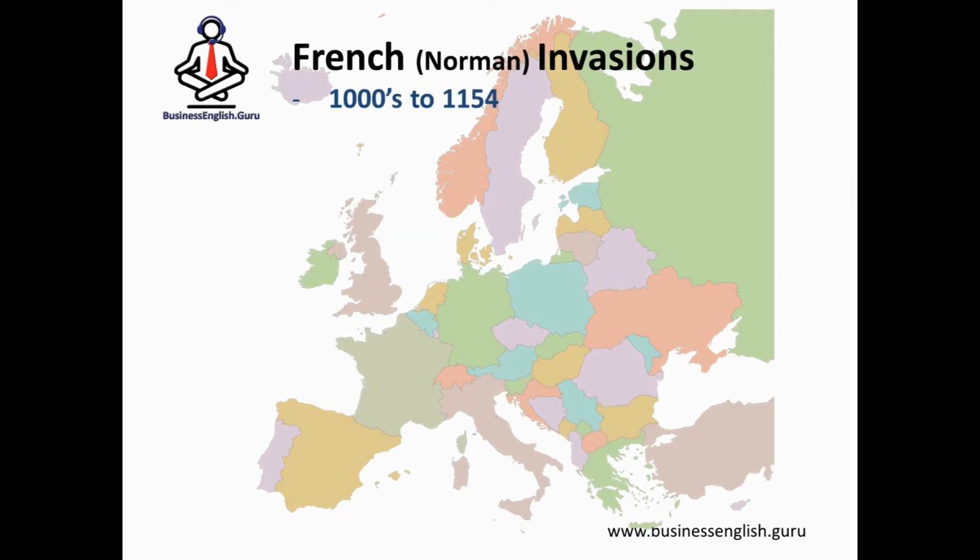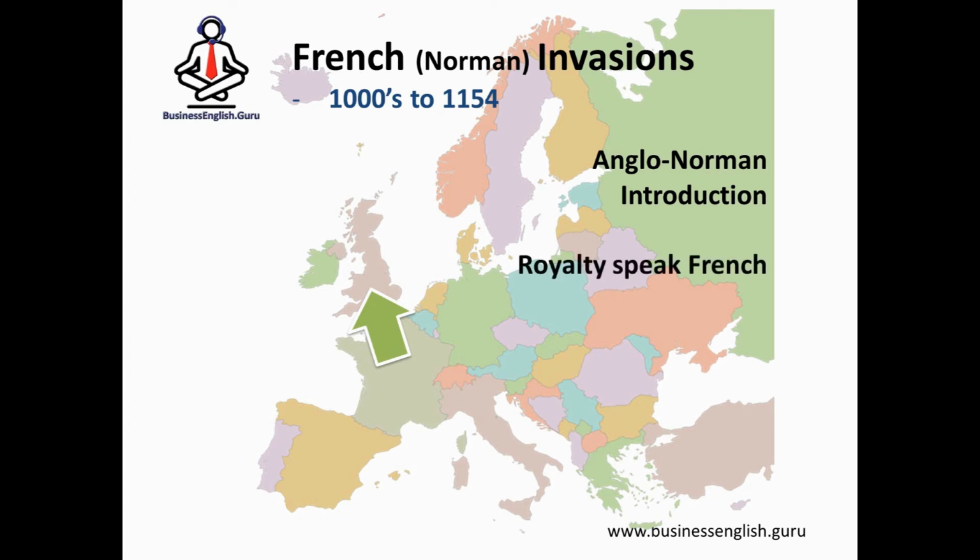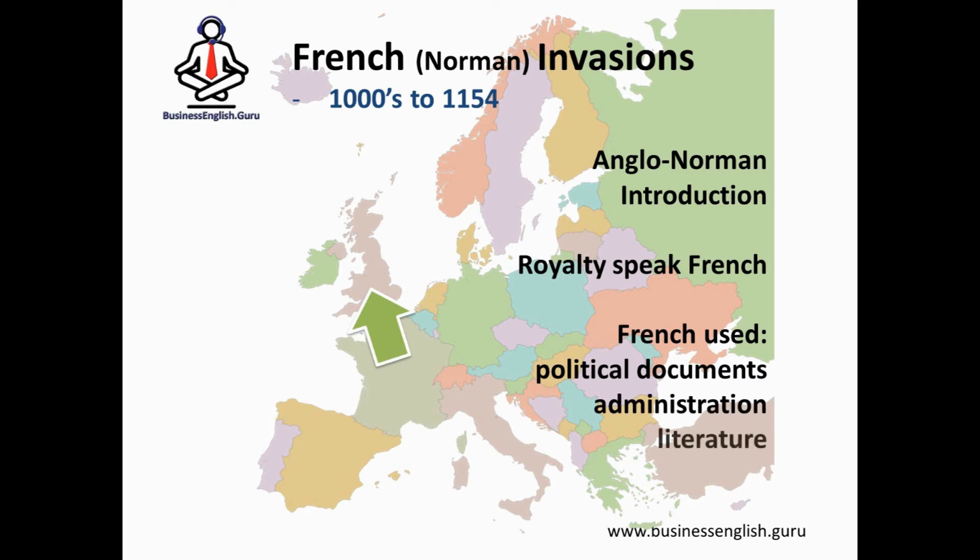From the 1000s to 1154, we saw the French or Norman invasions. They introduced an Anglo-Norman or Old French influence. The Normans transformed English culturally as well as linguistically, and French became the language spoken by royalty. French was also used in political documents, administration, and literature.